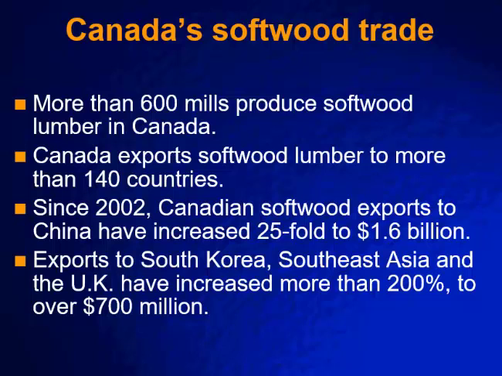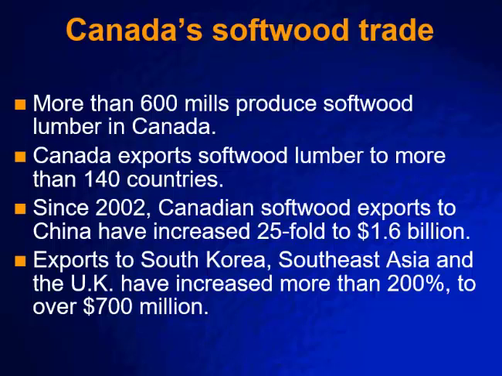So more than 600 mills produce softwood lumber in Canada, and Canada exports softwood lumber to more than 140 different countries around the world. Since 2002, Canada's exports to China have increased 25-fold and account for $1.6 billion annually. And our exports to South Korea, Southeast Asia, and the United Kingdom have also increased by more than 200% to over $700 million.